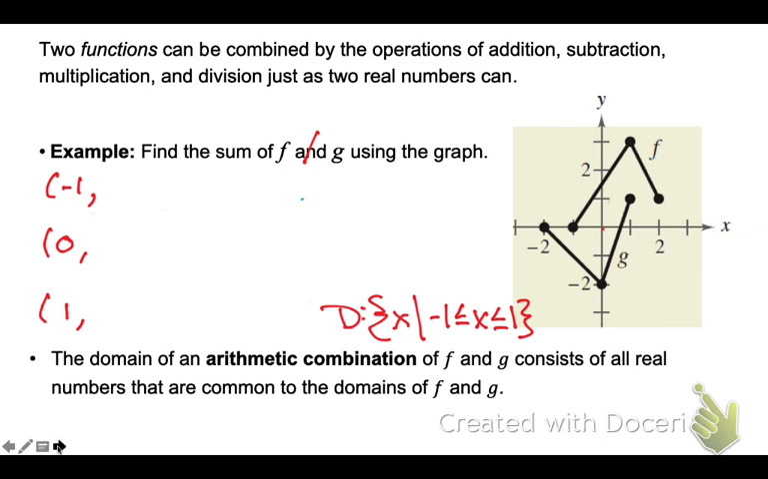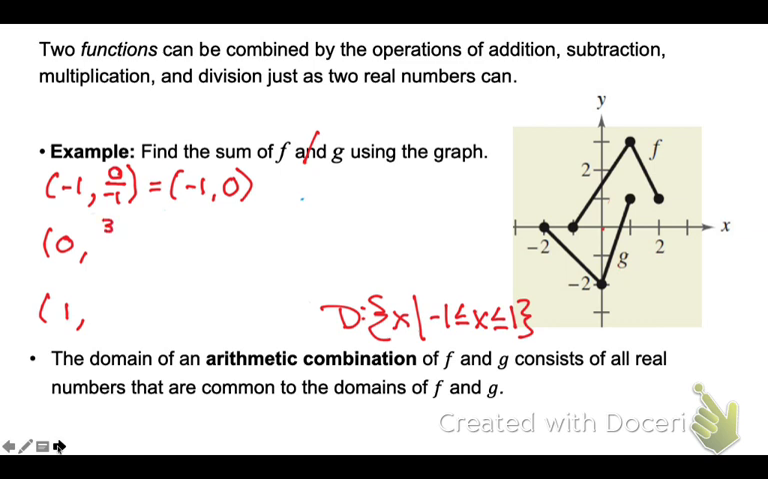Okay, so what is your f at -1? F is 0. I should maybe say y. What is your y on g at -1? -1. So I get 0 over -1, which is 0. Okay, at 0, what's your f?